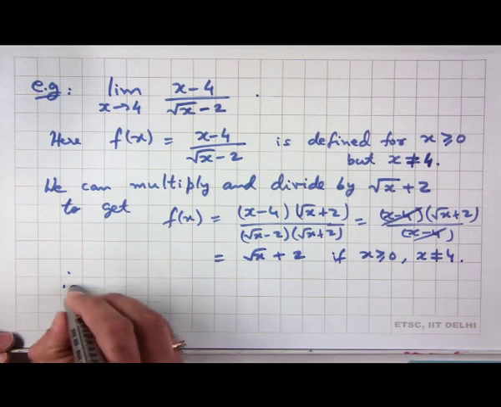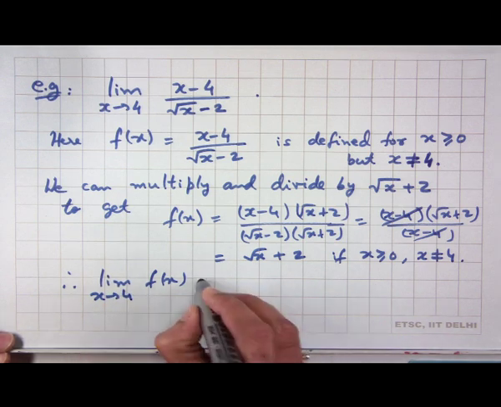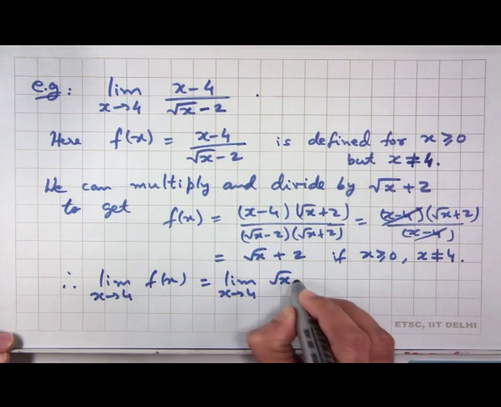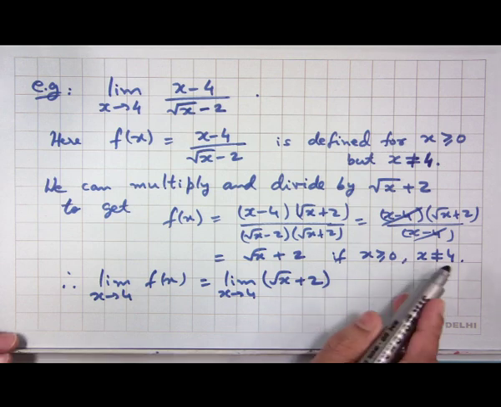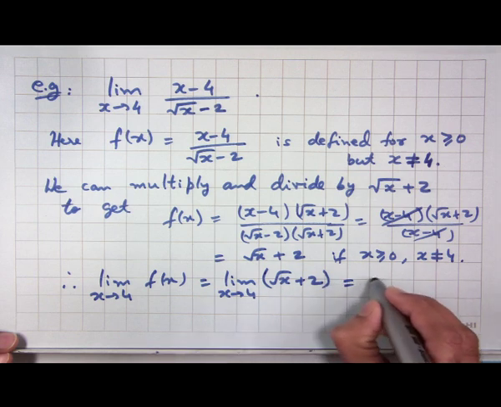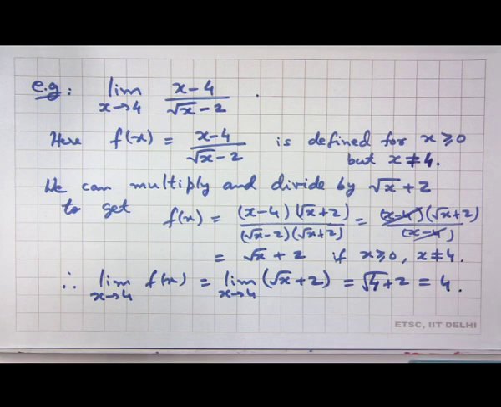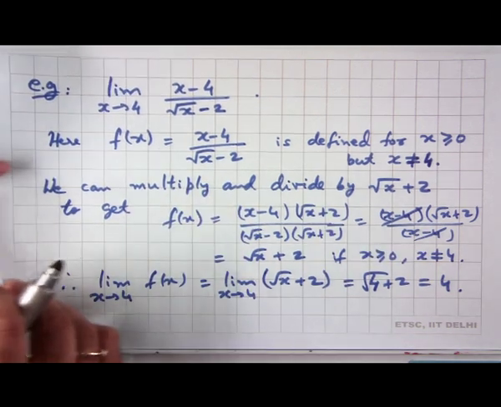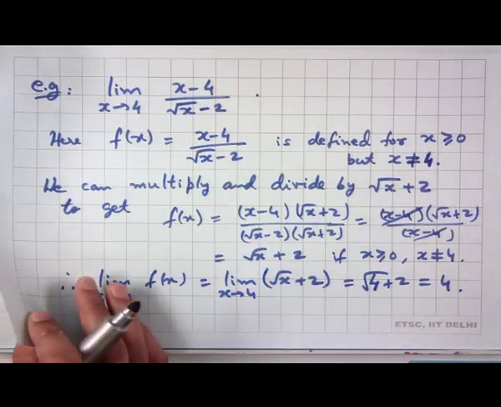So, therefore, the limit of f of x as x approaches 4 is equal to the limit of this function square root x plus 2, which is the same as the function f of x in a small enough interval containing 4 excluding x equal to 4. So, this is equal to square root 4 plus 2, which is 2 plus 2, which is 4. So, this is another way of calculating limits when the limits of the numerator and denominator are both 0.